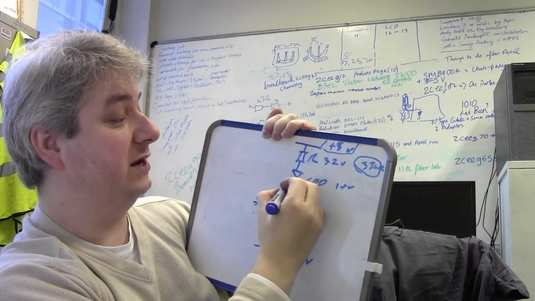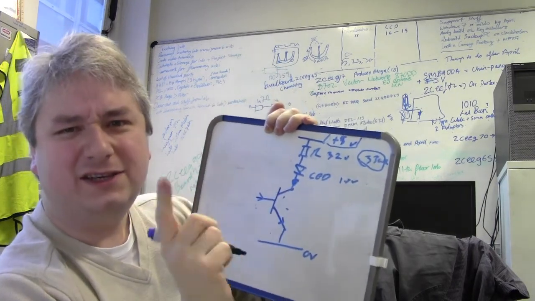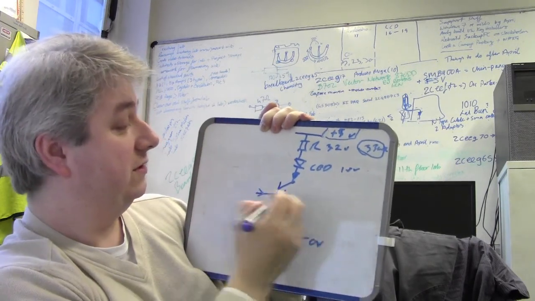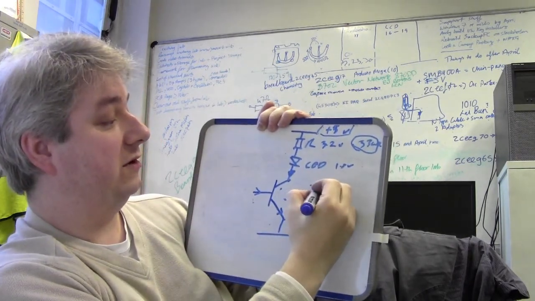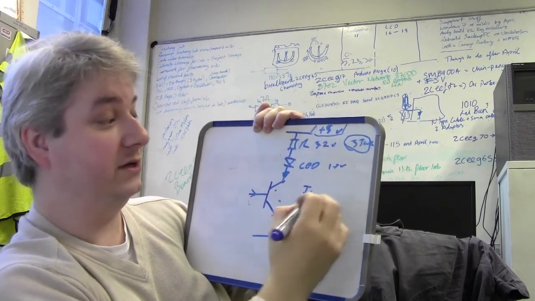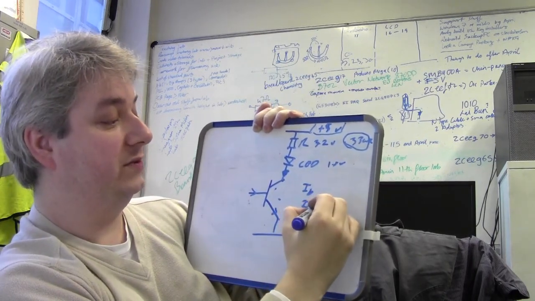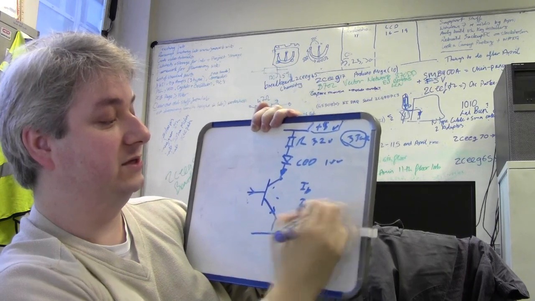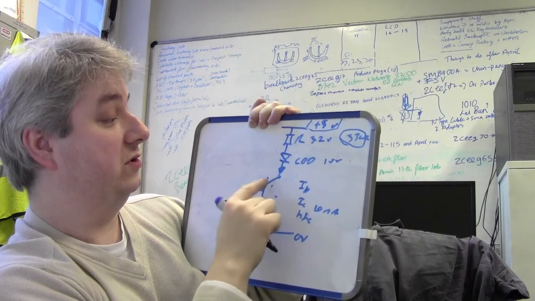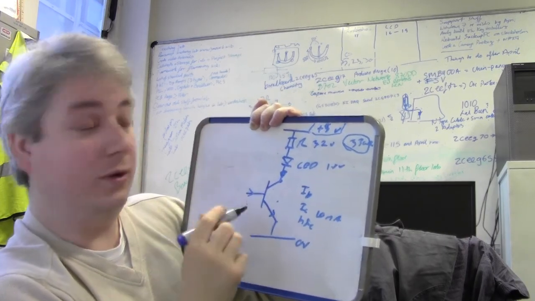You don't have to worry about anything else. We want 10 milliamps to flow. That's the only thing we have to worry about. Now how do you get 10 milliamps to flow? Well, IB is a question mark. We don't know what IB is. IC will be 10 milliamps. HFE will be dependent on the transistor that we pull out.